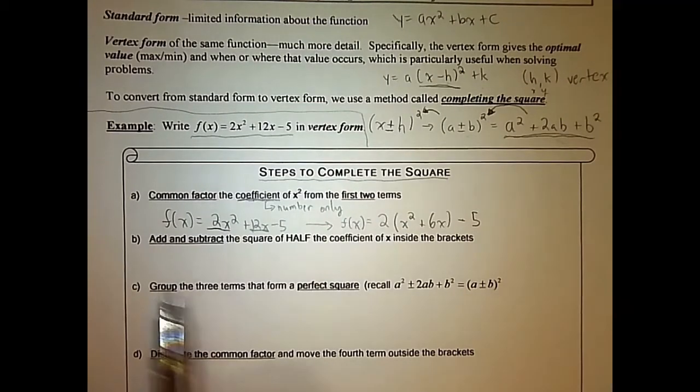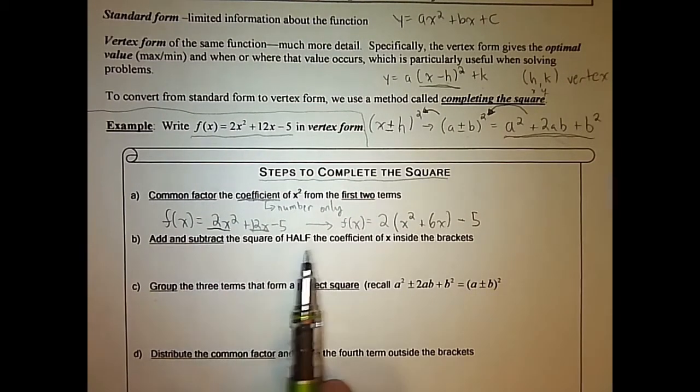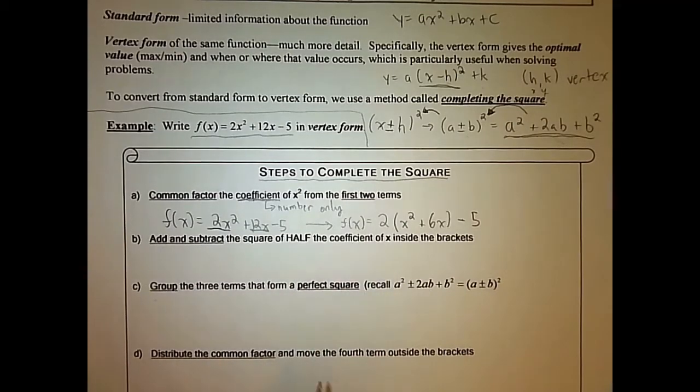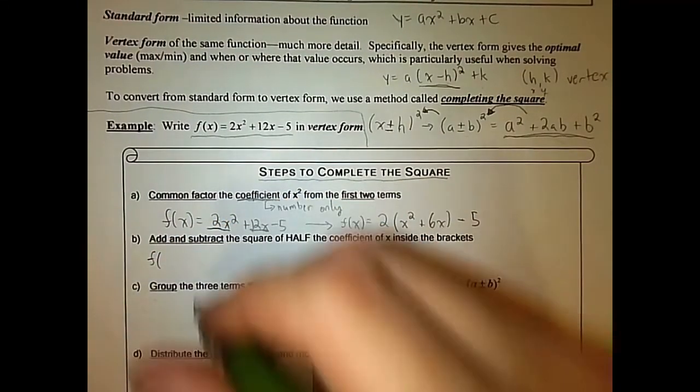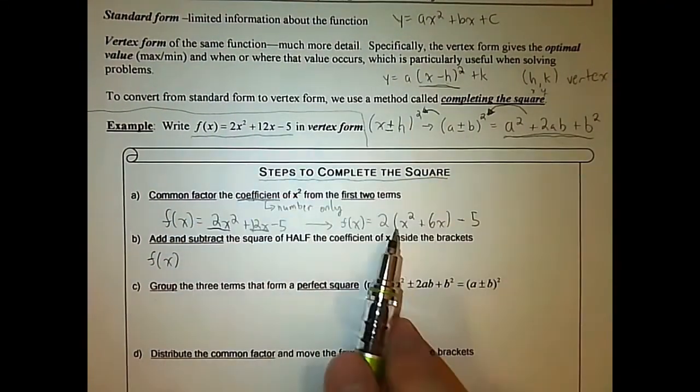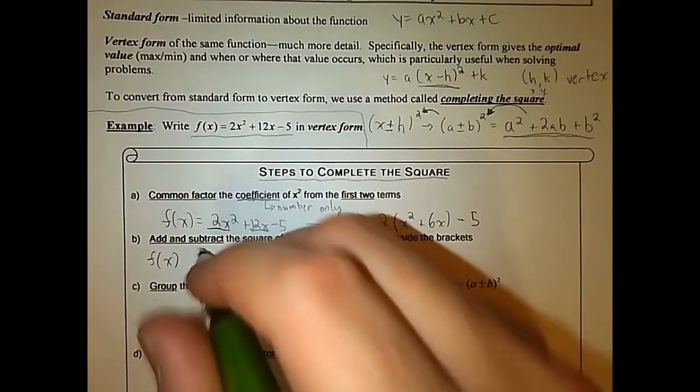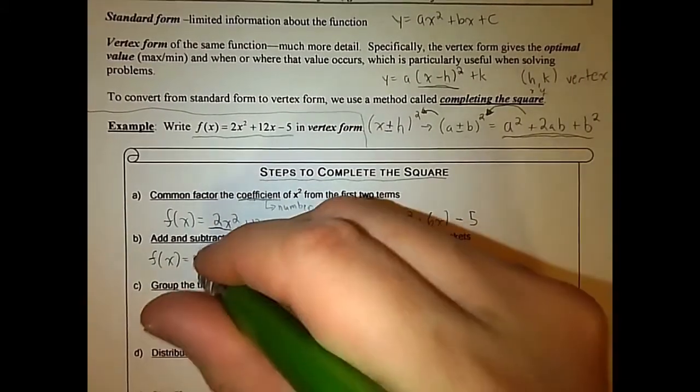Next I'm going to add and subtract the square of half the coefficient of x inside the brackets. Oh man, what does that mean? There's a lot in that sentence. So let's do this together. I'm just going to write what we had over here, just going to write it again over here. We just have to break apart that sentence.